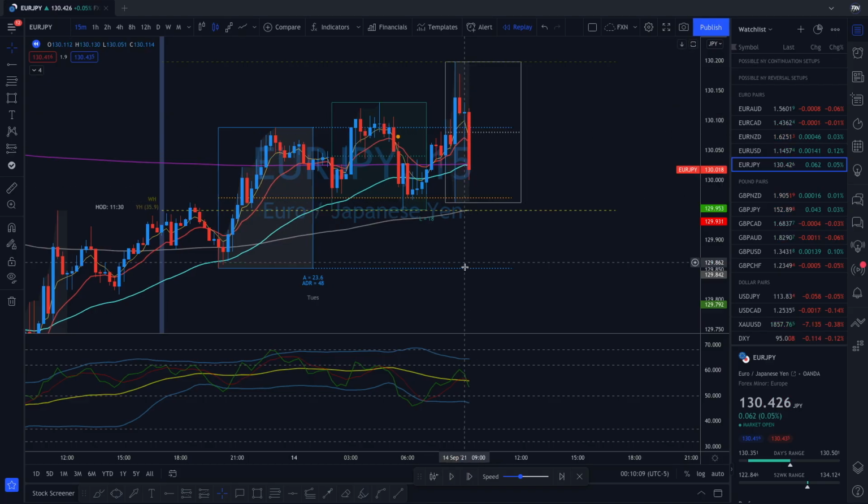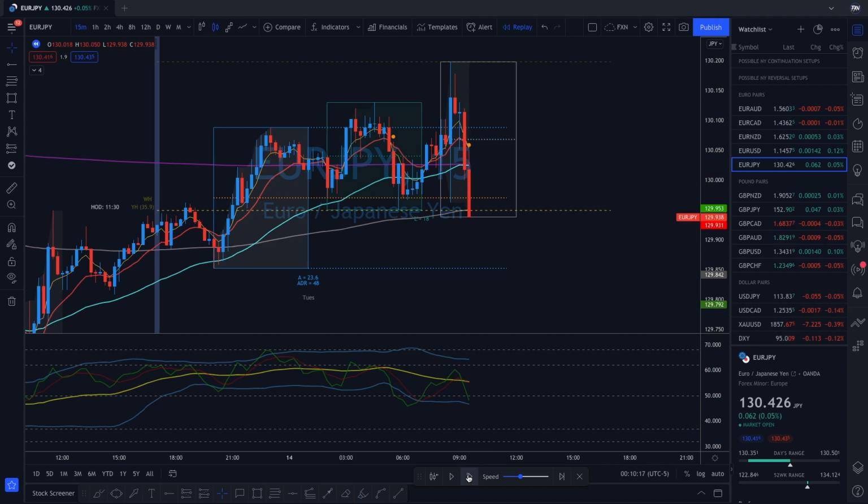So there you go. Now the question is, do you get a pullback? That's a big ass candle. So do you get a pullback? You do get a pullback. Is it enough of a pullback is the next question.